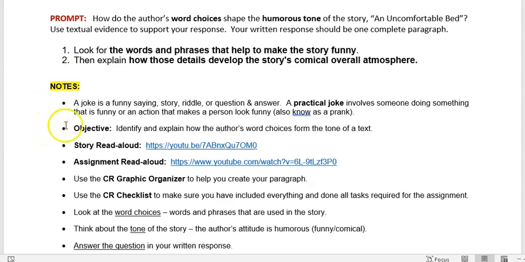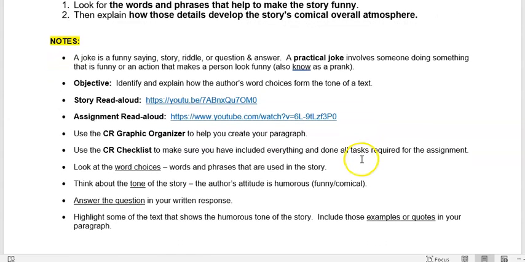So our objective: identify and explain how the author's word choices form the tone of a text. We have the story read aloud, the assignment read aloud. You can use the CR graphic organizer to help you create your paragraph. You can use the CR checklist to make sure you have included everything and done all tasks required for the assignment.